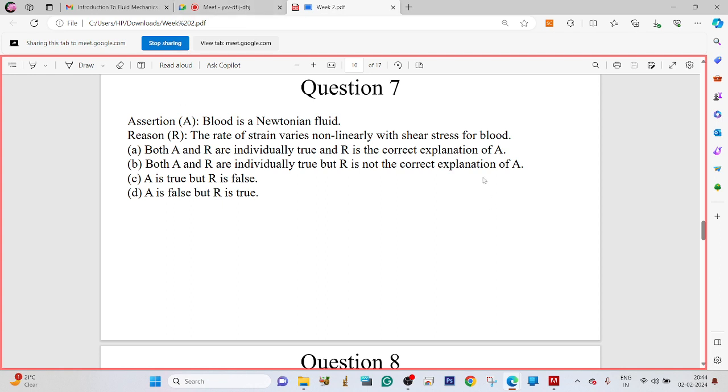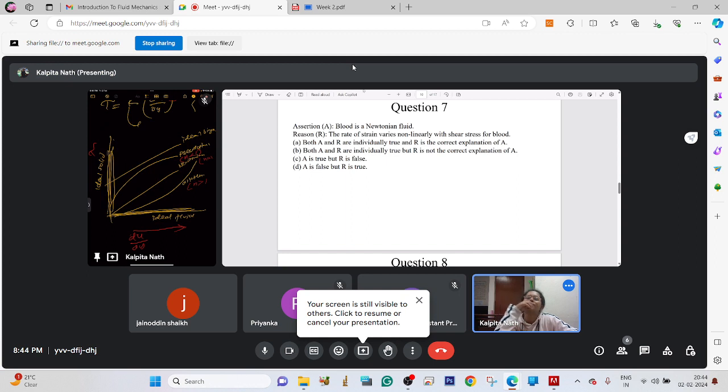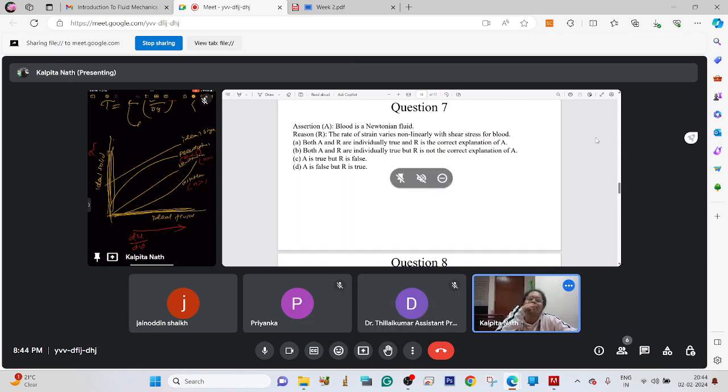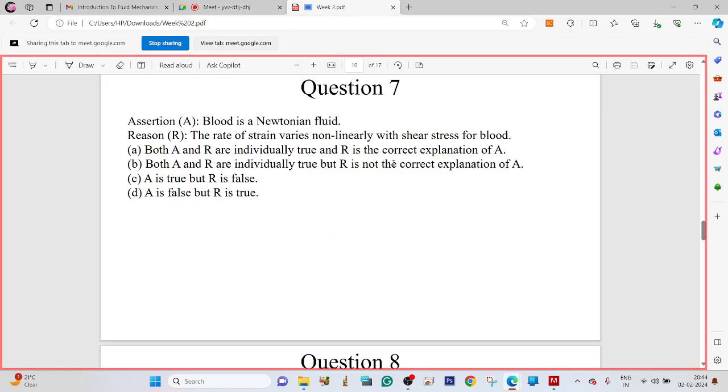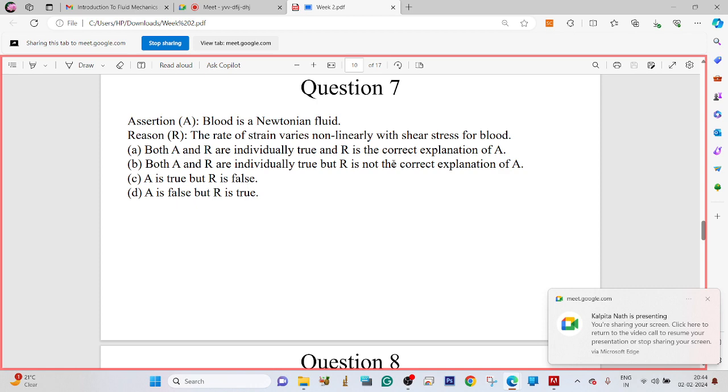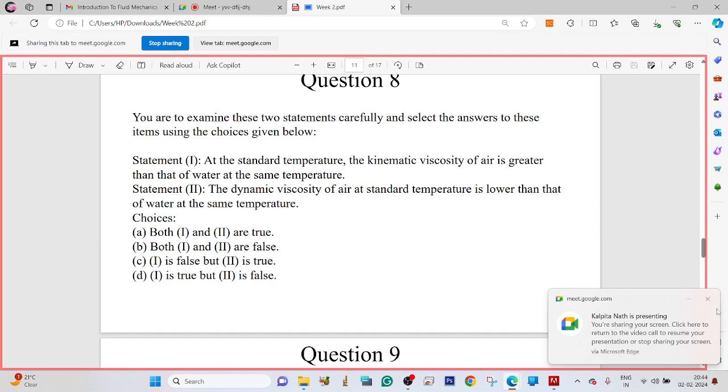So blood is a Newtonian fluid, and the rate of strain varies non-linearly with shear stress for blood. Which of the following are correct? Anyone? A is false, R is correct. Is A false or R correct? Correct. It's done. So let us proceed to the next question now.